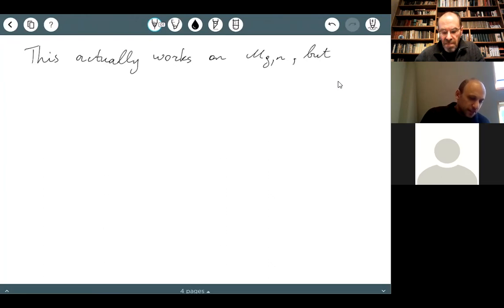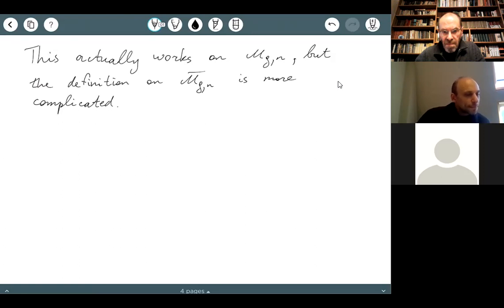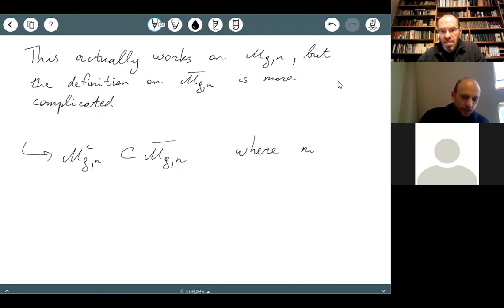Okay, but the definition on MGN bar is more complicated. So maybe I will give you the proper definition. Let me give you a proper definition on what is called MGN compact type. So this is an intermediate space that is a subset of MGN bar where non-separating nodes are forbidden.